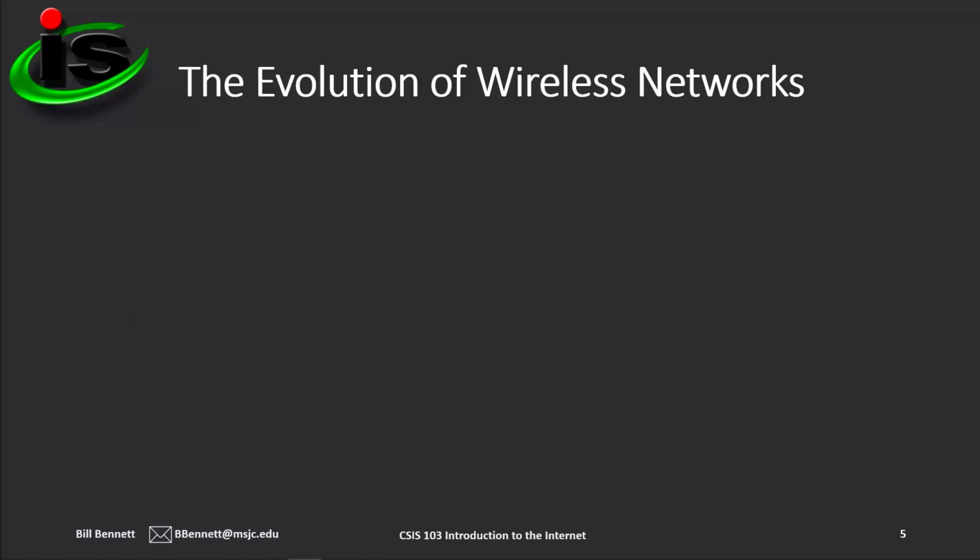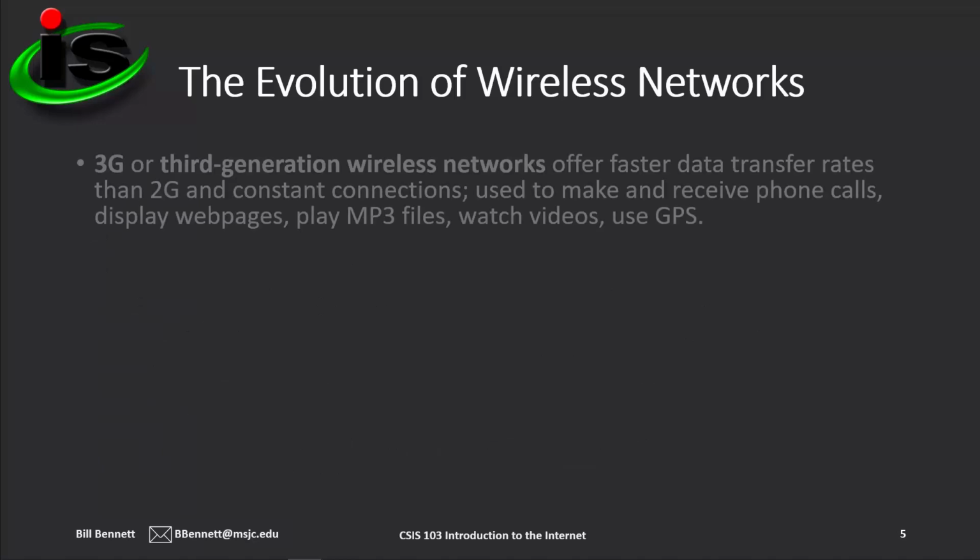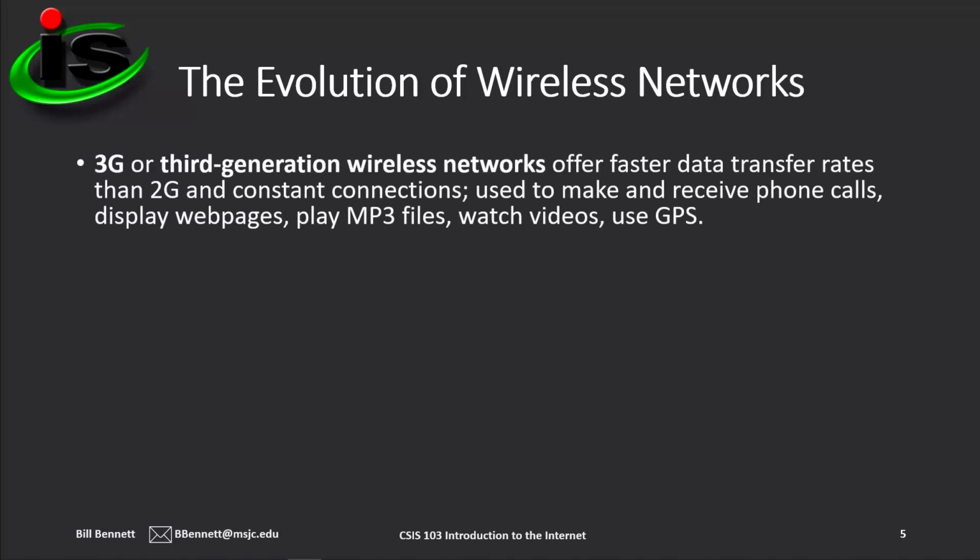In some parts of the United States and the world, 2G wireless networks still provide voice services and SMS. However, most U.S. and worldwide carriers have upgraded their networks to third-generation 3G wireless networks. 3G offers very fast transfer rates and constant connections. The speed of the 3G network transfer rates lets you use a wireless device to display web pages, play MP3 files, watch videos, make and receive phone calls, send and receive email and text messages, and use global positioning systems that display maps and directions to places around the globe.